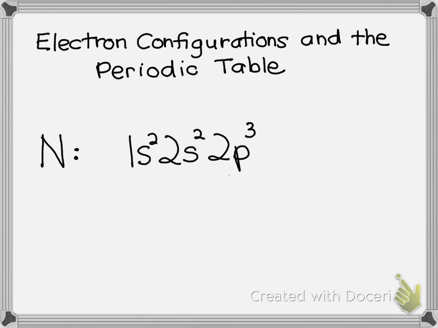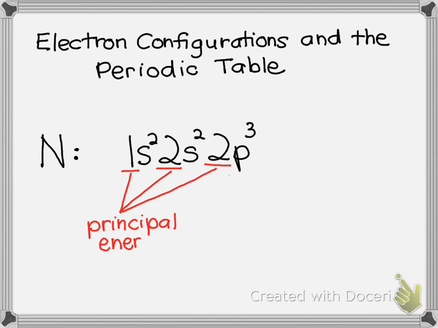Now right now I don't want to worry about how I got this. Let's just think about what each of the numbers and letters mean. The numbers in front of the letters, the 1, the 2, and the 2, all indicate the principal energy level. Remember, the principal energy level starts with 1, and then it's a whole number. It goes 1, 2, 3, 4, 5, 6.